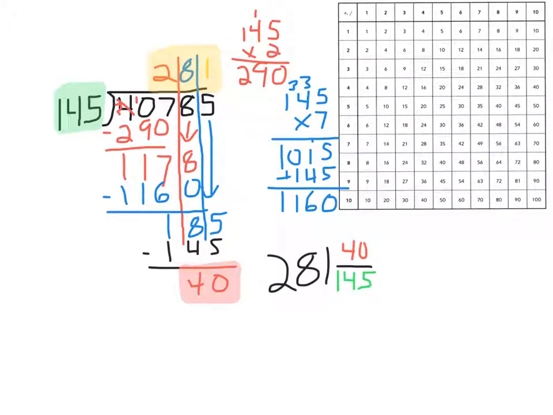Okay, good. Now we can reduce this fraction, because you can see one ends in 0 and the other one ends in 5. So we could divide them both by 5. And so let's go ahead and do that real quick. So we still have 281. But 40 divided by 5 would be 8. And 145 divided by 5, let's see, that would be 29, I think.